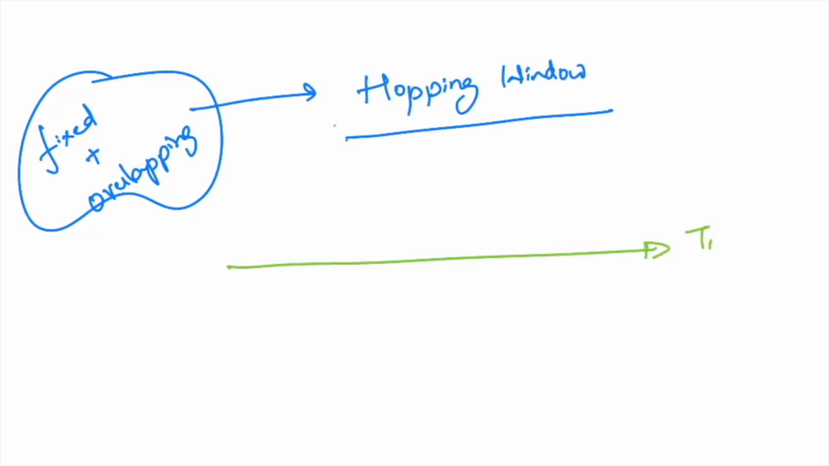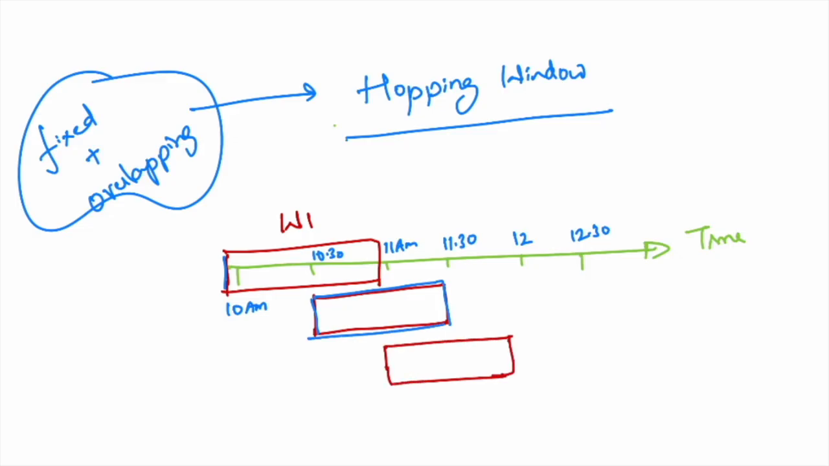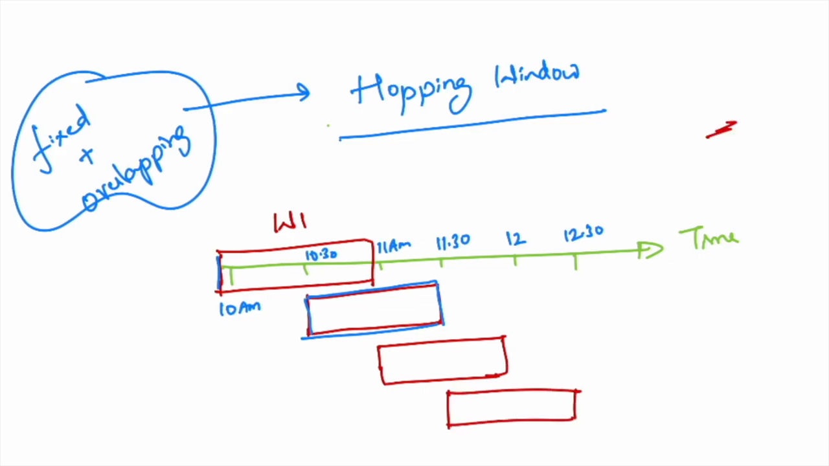So if this is the time, and we break the time, this is the window, let's say W1. Now the next window will start overlapping this time window. Let's say this is 10 a.m. This is 10:30. This is 11. This is 11:30. This is 12, 12:30, and so on. So my first time window is from 10 to 11. My second window would be 10:30 to 11:30, and then my third window will be from 11 to 12, and so on.